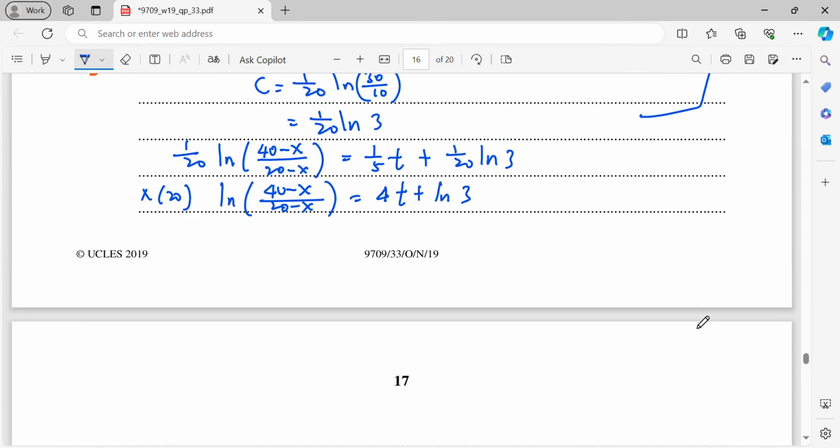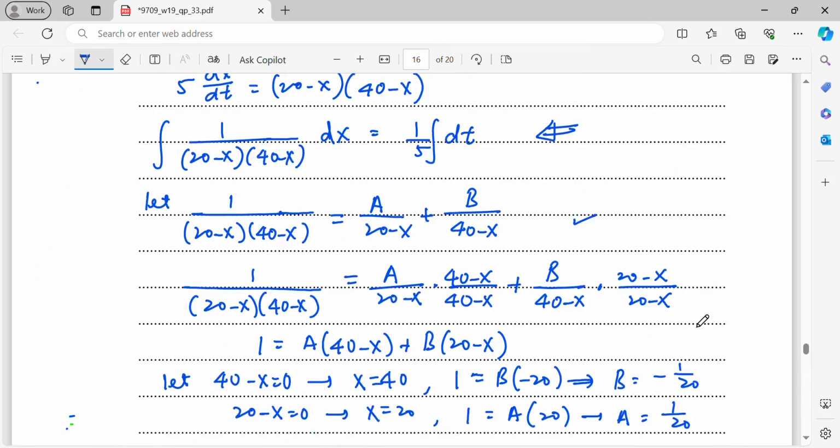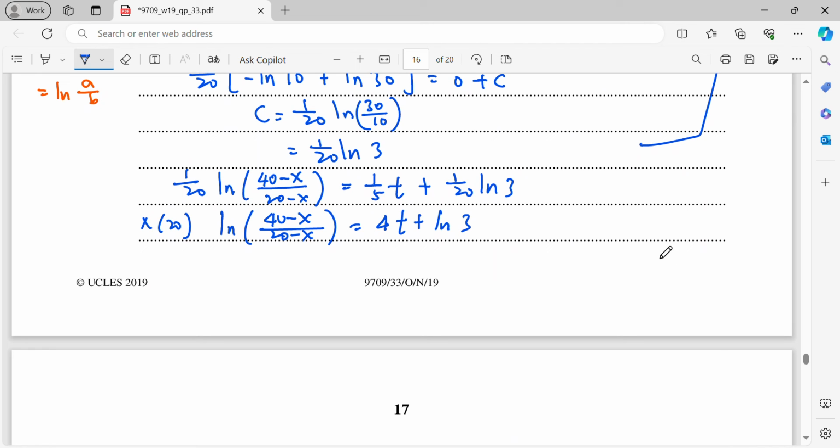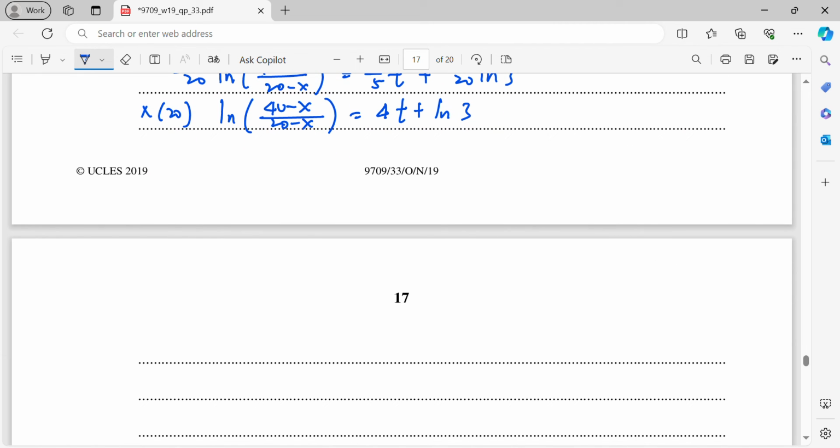And now the question says you need to get x as the subject. Okay, x in terms of t. So now I need to eliminate the ln. So what to do is, you can just take e on both sides, okay, or you can just move down the ln 3 first. We have two options. So if I move down the ln 3, that means it's minus, right? So it's like ln 40. Or if I don't want to move down, I will just take e on both sides. So I better take e on both sides. So e, but there's only restricted to one e on both sides.